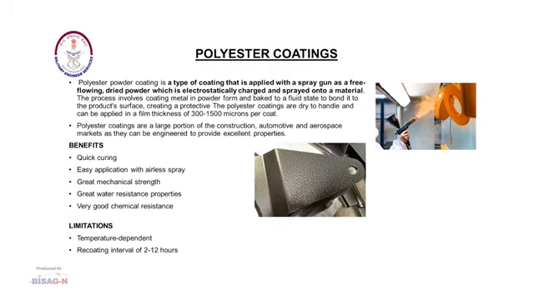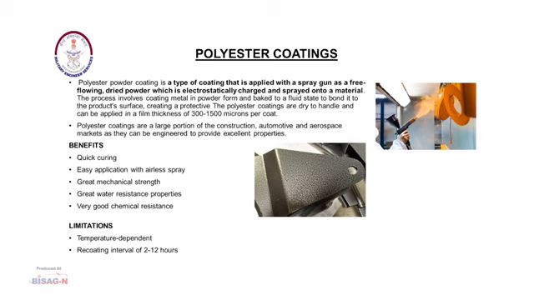Polyester coatings. Polyester powder coating is a type of coating that is applied with a spray gun as a free flowing dried powder which is electrostatically charged and sprayed onto a material. The process involves coating metal in powder form and baking it to a fluid state to bond it to the product surface, creating a protective layer. These are quick curing, glass flake reinforced, high build coatings.